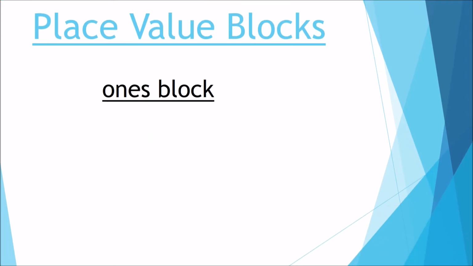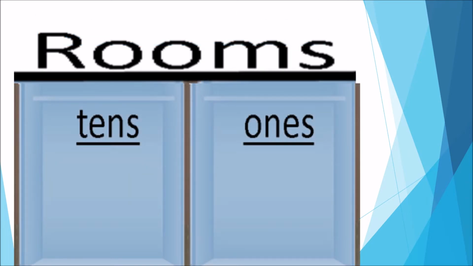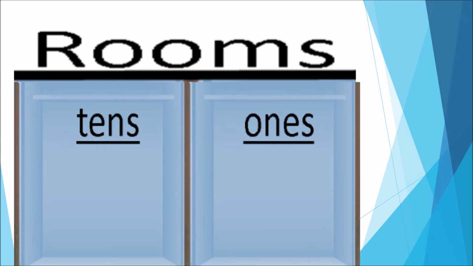The first one we'll look at is the ones block. Okay, there is a ones block, and that's, read it for us, Rafaela. 1 one. Where would you put it? Which room would you put it in? Not in the tens room. In the ones room. There you have it, in the ones room. And read it. 1 one equals 1.